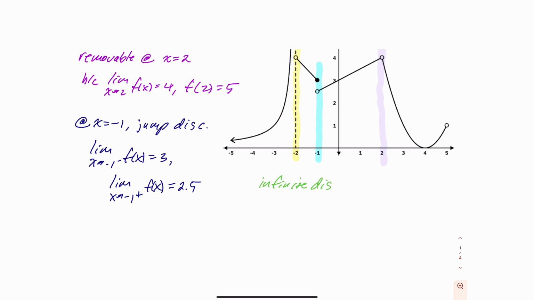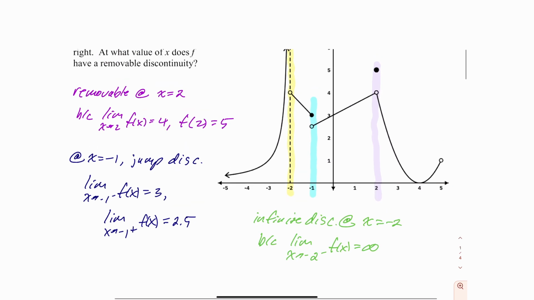I usually use discontinuity at x equals -2, and my reason would be because the limit as x approaches -2 from the left of f of x is infinity. So when you're dealing with an infinite discontinuity, you just need the limit from the left or the right to be infinity or negative infinity, and you are done. That's going to have to be an infinite discontinuity.